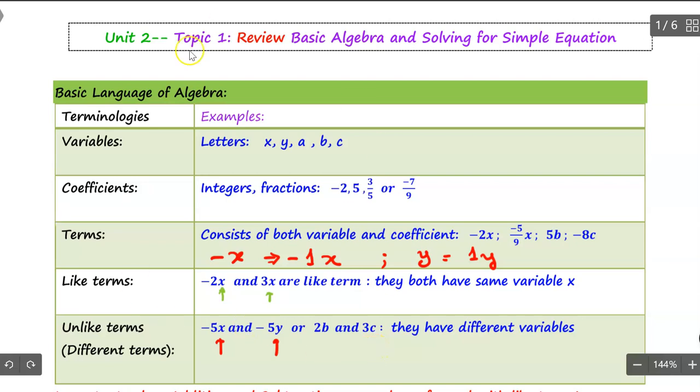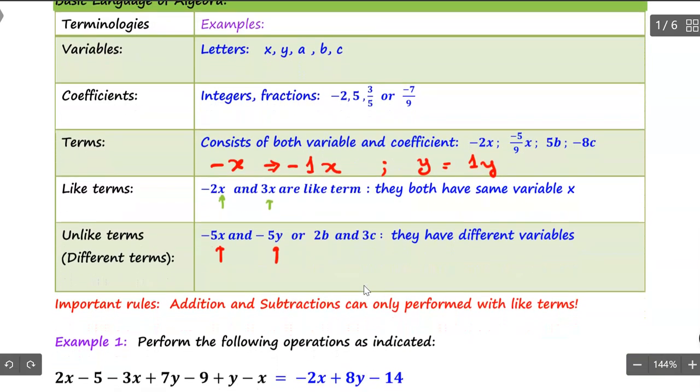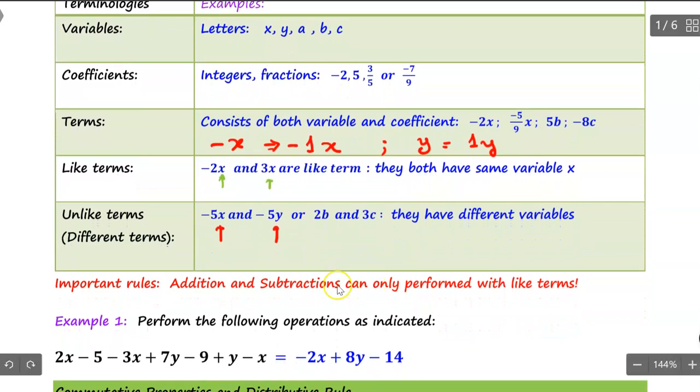Alright, so why do we learn all of this language? Because it's actually used to define a lot of rules for algebra. So if we go down to the next part of the lesson, you see like terms and unlike terms apply directly to addition and subtraction of terms in algebra. An important rule: addition and subtraction can only be performed with like terms.